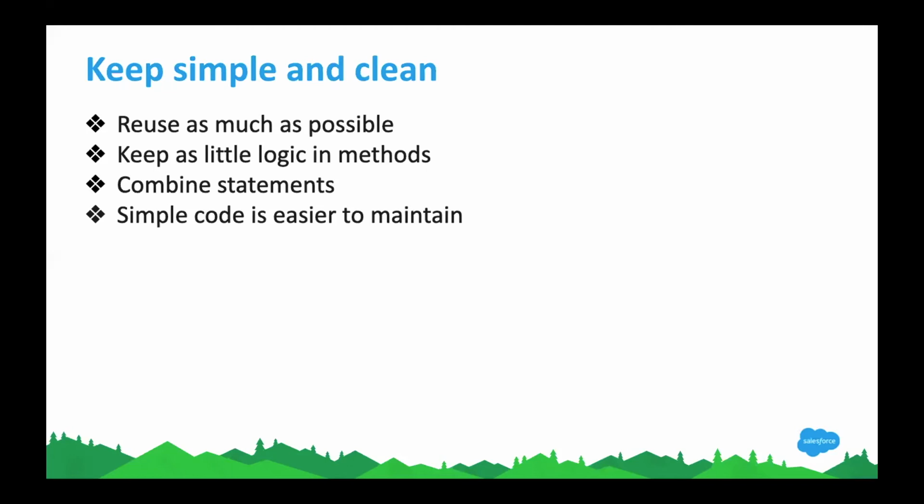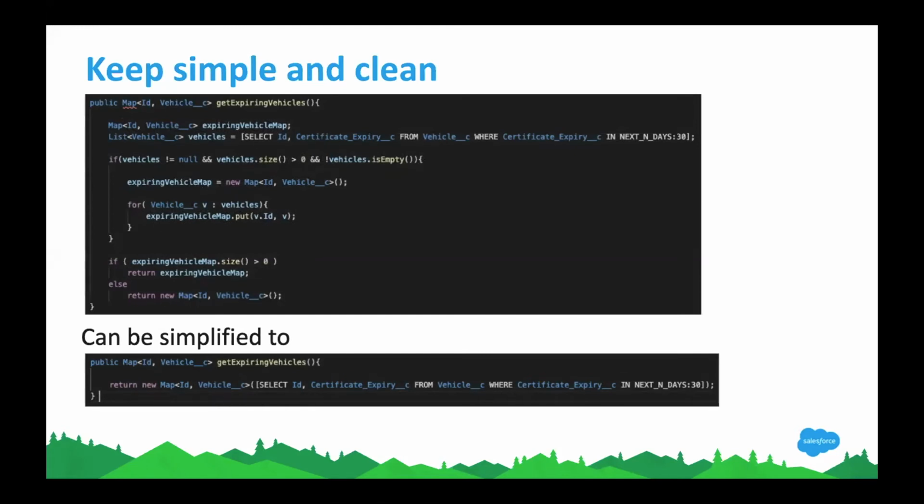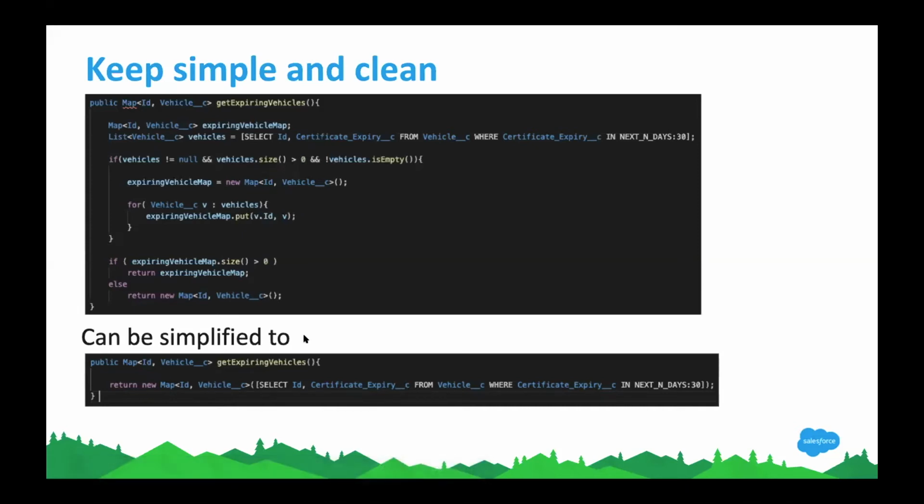The third point here, which we want to highlight, is combined statements. And the fourth point is simple code is easier to maintain, of course. For example, when you introduce a new field into an object, you can directly go into the service method, add that particular field, and you're good to go with the rest of your logic. Let's see an example here. On the top, you can see we have queried a vehicle, and we have iterated over the vehicles to put them into a map, and then we are returning a map of ID comma vehicle. This can be shrunk into a simple format. This is one of the best practices where we can query the objects directly into a map and then return it. So this is one of the examples. Let's go into the next one.